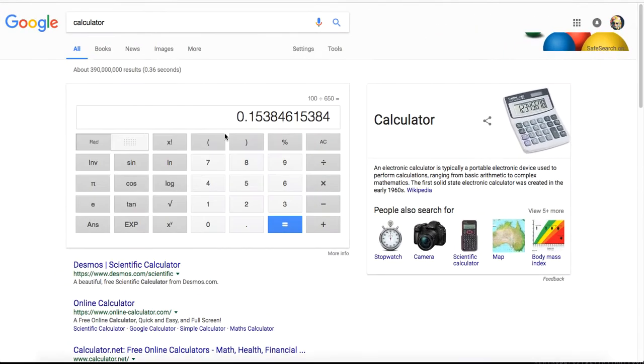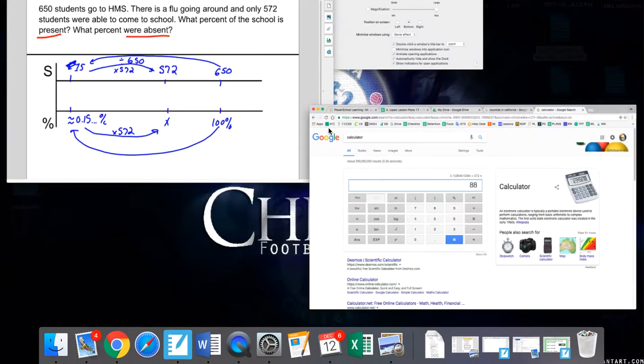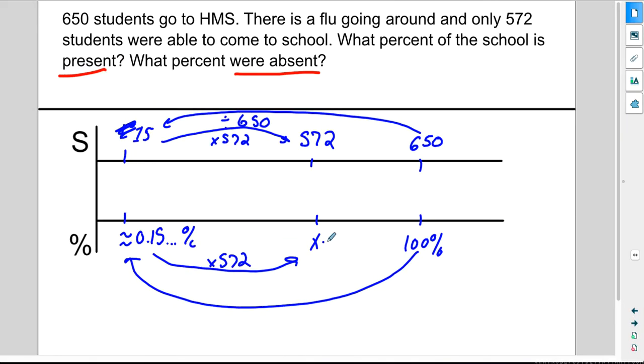And you'll see here that when we multiply this by 572, we're going to get 88%. Now here, we haven't fully answered our question because it's asking us what percent of the students were present. So I can say right here, I'm going to write this in black, 88% of students were at school.